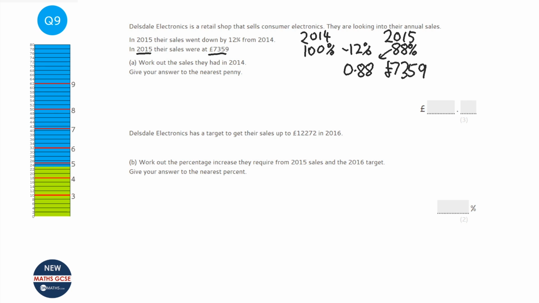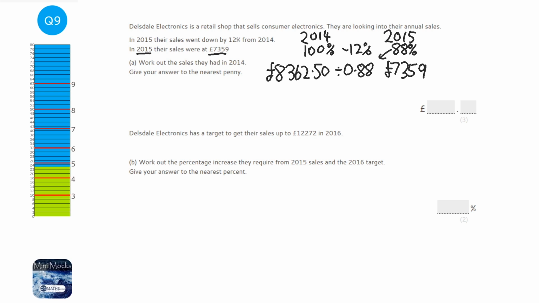So we want to work backwards. So what we want to do is I'll get my calculator: 7,359 divided by 0.88, and that gives me £8,362.50. You've got to ask yourself, well, is that reasonable?